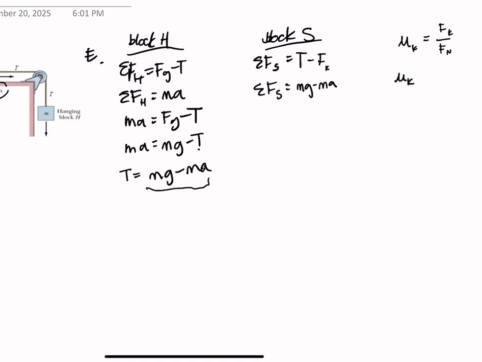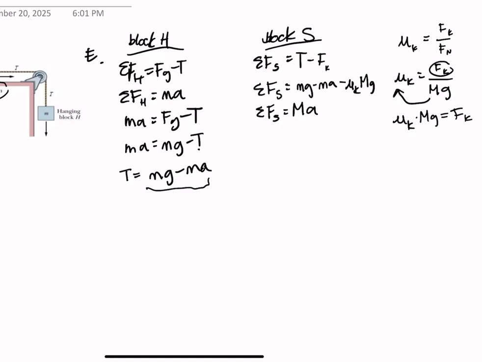So we can expand this a little, because we know that F of N is just the mass of block S times G. And we want to isolate for Fk, so we're going to multiply this up onto the other side. Solve for Fk. And then we can go ahead and plug that into this and subtract mu k times the mass of block S times G. Further, we also know the basic statement that the net force of block S will always equal the mass of block S times acceleration. So we can set those two equations as equal to each other.